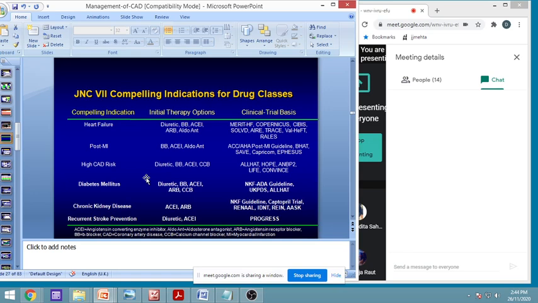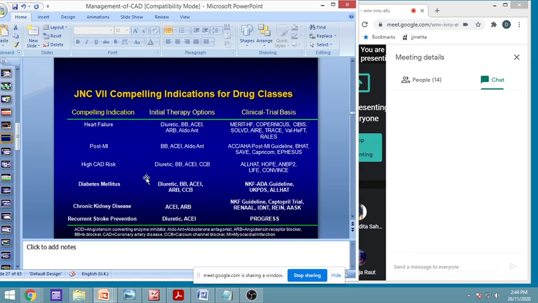Then what are the indications of the drug classes, that is compelling, which means that in that condition that particular drug has to be given. So an example of a compelling indication is heart failure. That means heart failure is there and the patient has to be treated. This again we will cover in heart failure also. Then the treatment should be diuretic, beta blockers, ACE inhibitor, or ARBs, or aldosterone antagonists like spironolactone.